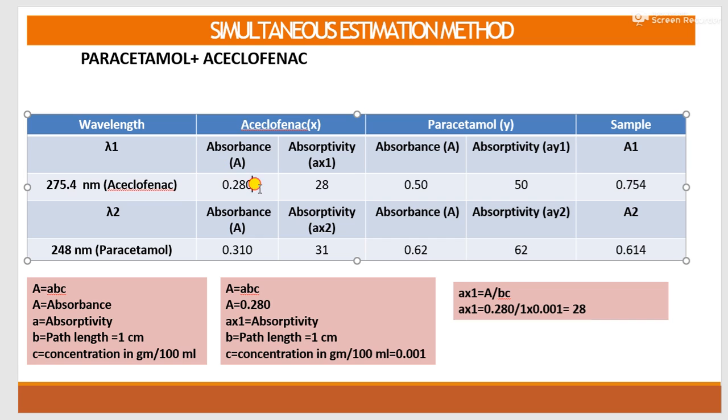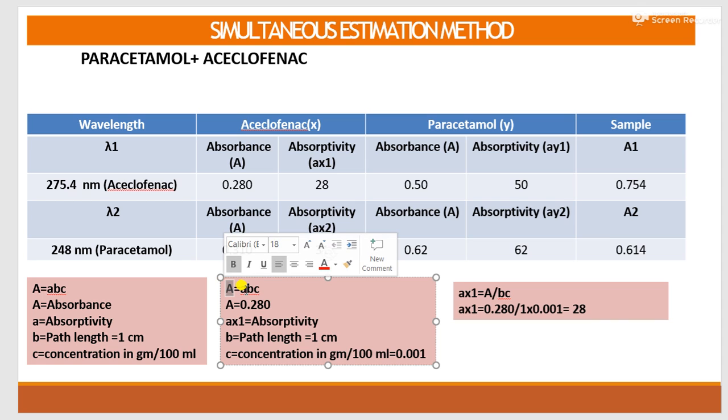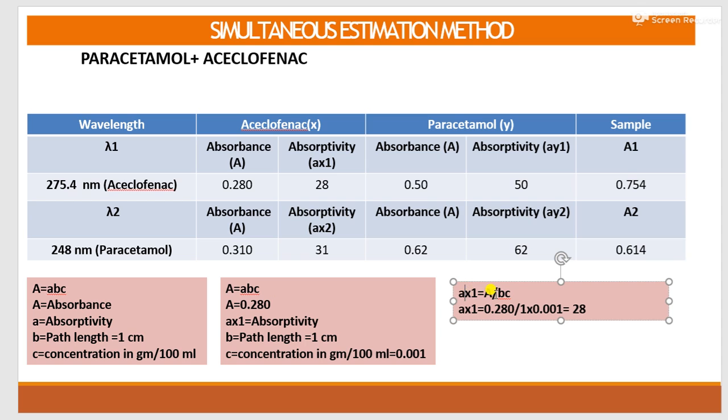Now how is the absorptivity calculated? So A is equal to abc. Capital A, absorbance, is equal to abc: absorptivity, path length, concentration in gram per 100 ml. So what will be the value of a? a is equal to A by bc. X I have denoted as X1 for the X component. So what is the AX1? 0.280. I have calculated for this value. So 0.280 upon 1, which is path length, into 0.001.